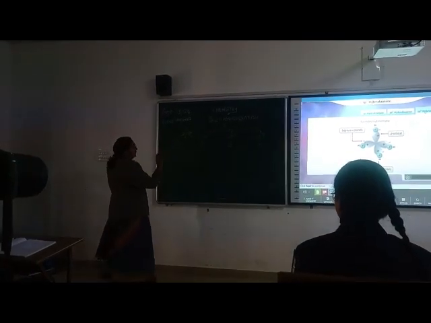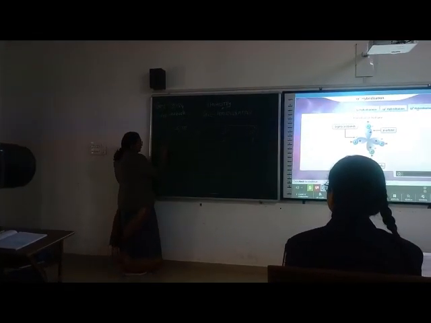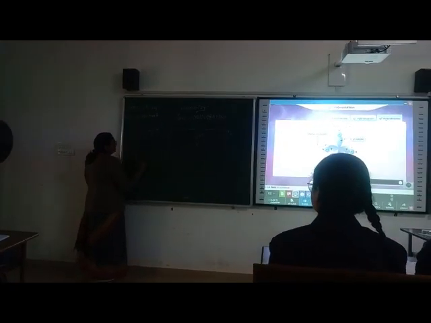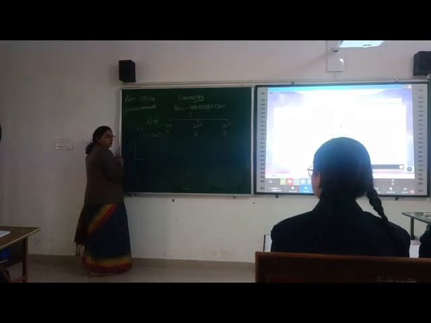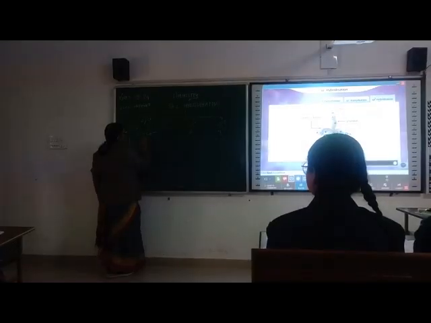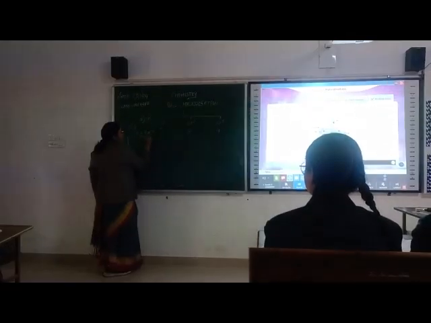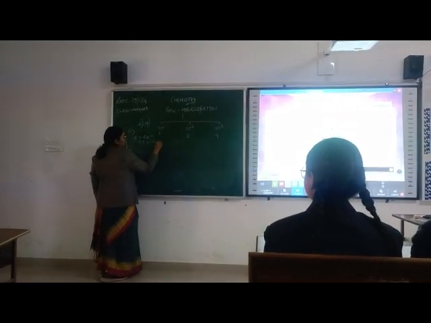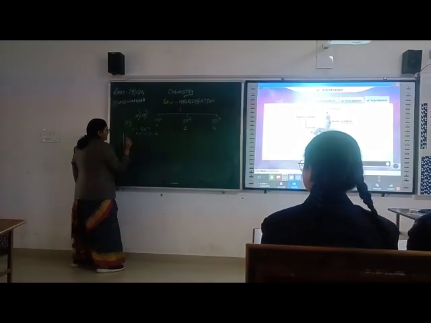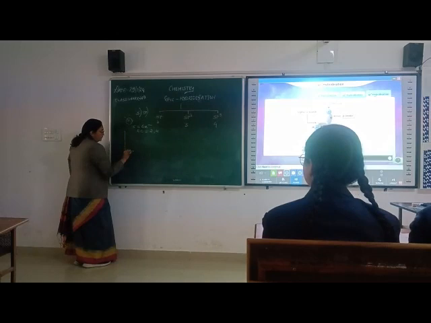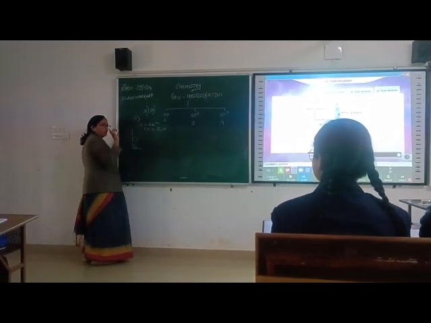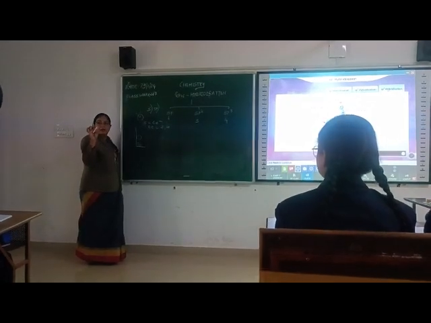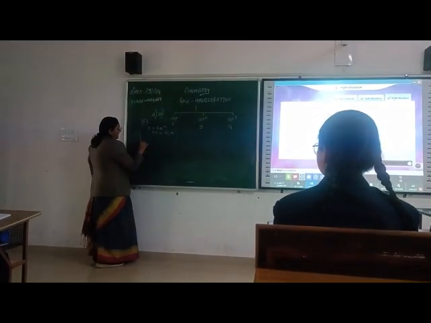So you have to draw a figure like this. All of you pay attention here. First you have to write C equals 6 electrons. Then you have to write its electronic configuration 2, 4. Then first of all you have to draw this diagram. And this is same for all types of hybridization. Okay?